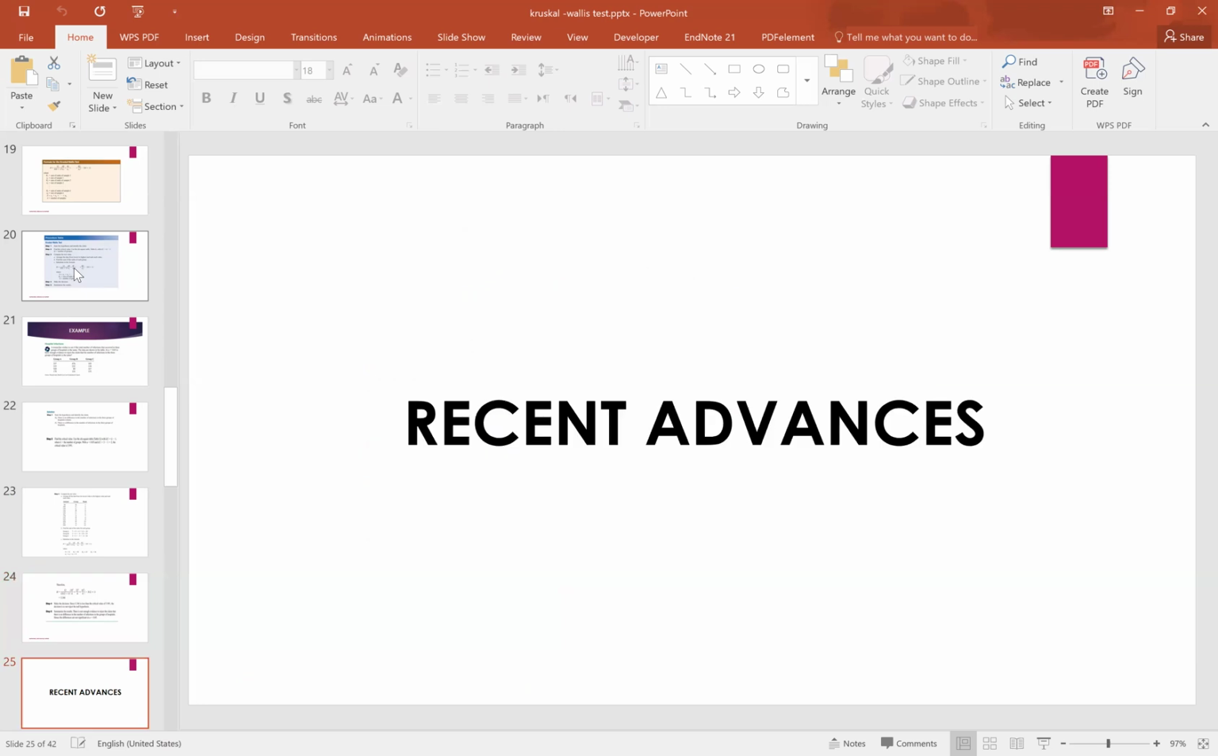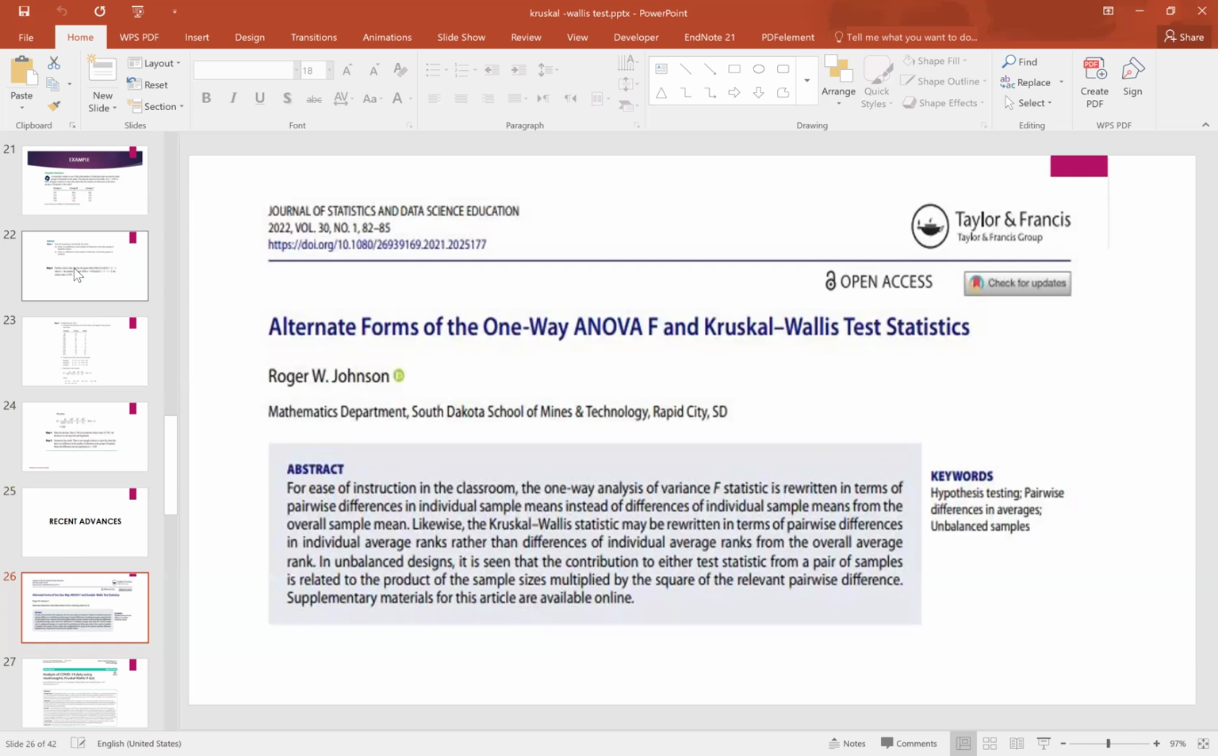Now, recent advances. Alternate forms of the one-way ANOVA F and Kruskal-Wallis test statistics. For each to instruct in the classroom, the one-way analysis of variance F statistic is rewritten in terms of pairwise differences in individual sample means instead of differences of individual sample means from the overall sample mean. Likewise, the Kruskal-Wallis statistic may be rewritten in terms of pairwise differences in the individual average ranks rather than the differences of individual average ranks from the overall average rank.